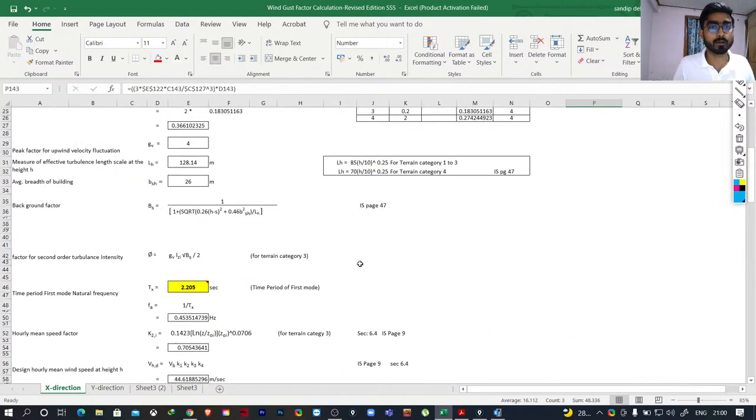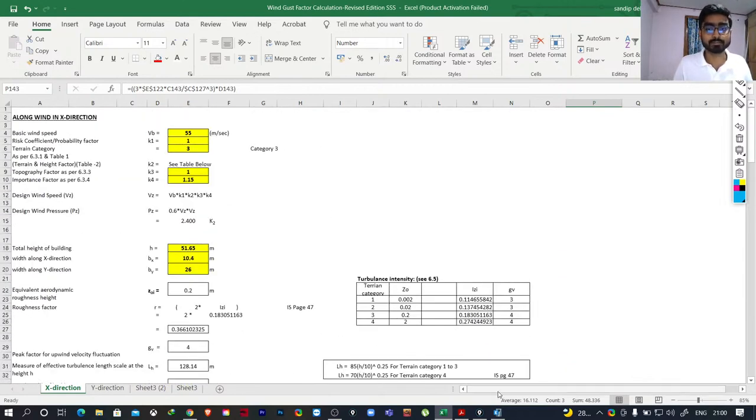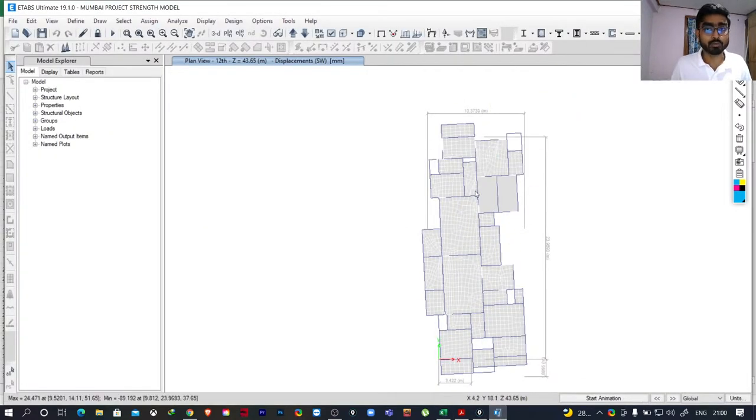So I have explained almost everything, I guess. Though I have not explained in depth what gust is, what turbulence intensity is, because these things will take a lot of time. So our approach was to calculate the gust factor and how to put it in ETABS. Not only in ETABS, if you are using different software, obviously you will have this load case and apply the forces manually. You just have to apply the force in two directions, along direction and across direction, right?